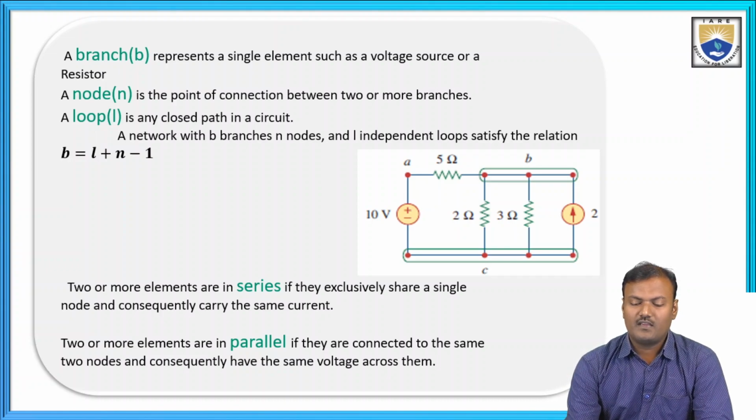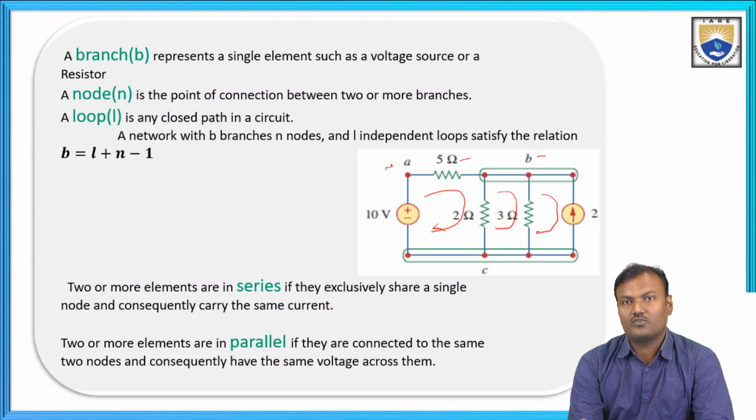Here 5 ohms is one resistor which is connected between two nodes, A and B. So A and B are two nodes, and the element connected between A and B, the 5 ohms, is said to be one branch. And a loop is a closed path. Here this is a closed path starting from node A, through 5 ohms, 2 ohms and then 10 volts. This is one closed loop, and this is another closed loop, and this is also another closed loop.